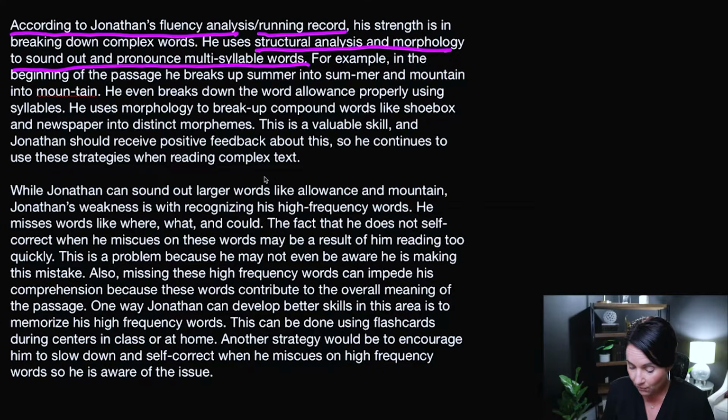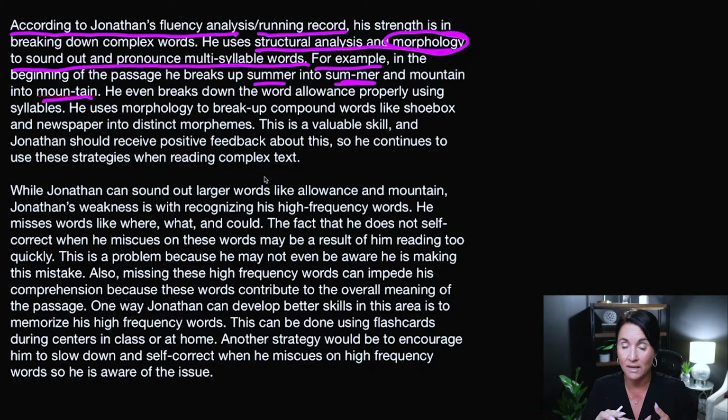And then notice I go here. For example, now I'm getting into the specific detail. In the beginning of the passage, he breaks up summer into, and then I go summer, and mountain into mountain. He even breaks down the word allowance properly using syllables. Notice that I used 3 specific examples there to support his use of morphology. I went right into the passage, said the word he sounded out, and gave that specific example. He uses morphology to break up compound words like shoebox and newspaper into distinct morphemes.